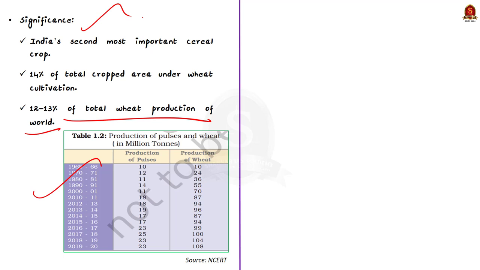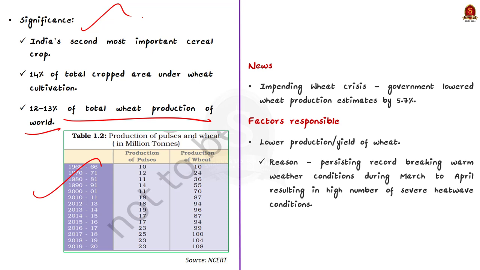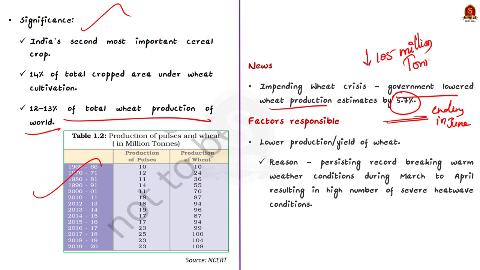And with these basic facts about wheat, let us see the FAQ article. See, it mentions that India is nearing a wheat crisis. This is said because recently the government lowered its wheat production estimates, and many other factors are also suggesting so. The production estimates have been lowered by 5.7% for the crop year ending in June. Earlier, it was projected to be 111.32 million tons. Now, the estimates have been downgraded to 105 million tons. So, let us see the reasons behind lowering estimates and also the factors suggesting a wheat crisis.